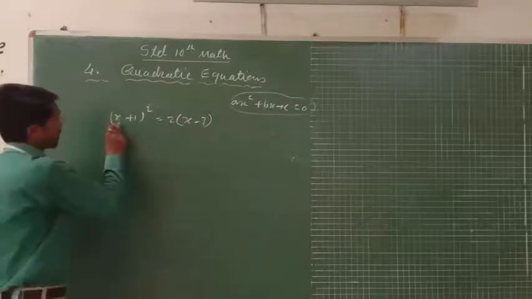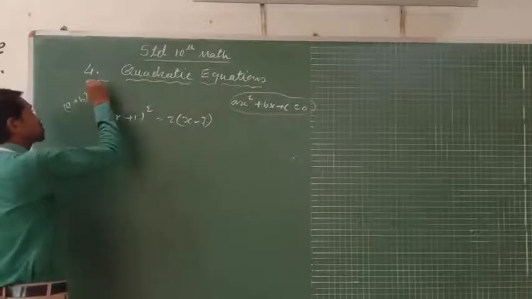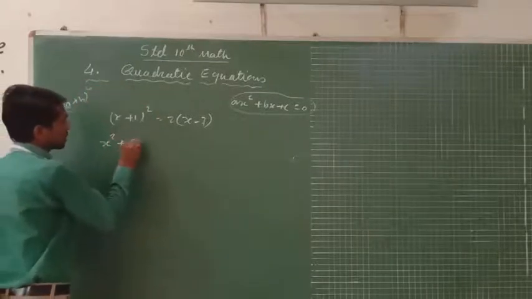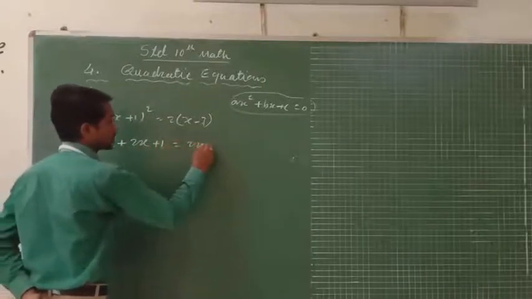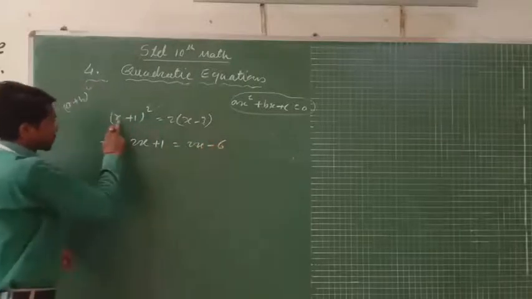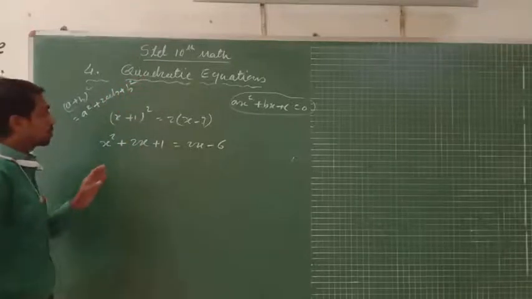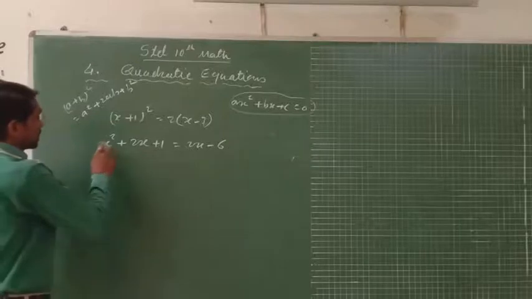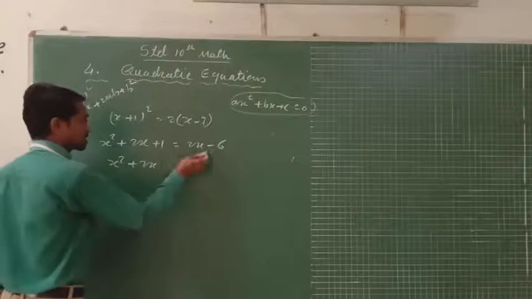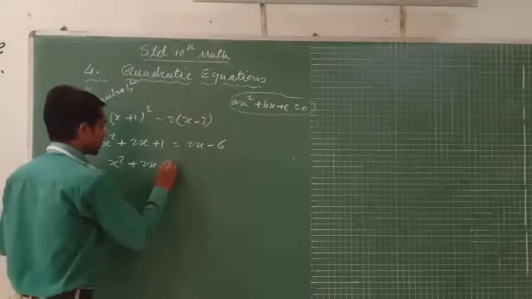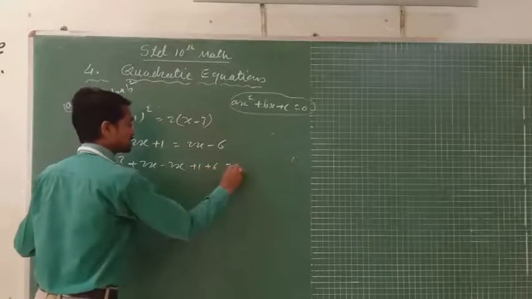Okay. See there. (x plus 1) whole square is (a plus b) whole square, so apply that here. That is x square plus 2x plus 1 square is 1, equal to 2x minus 6. That we know, (a plus b) whole square is a square plus twice ab plus b square. So I am applying this here. Okay, x square plus 2x plus 1, then transposing x square plus 2x here, it is minus 2x plus 1 plus 6 is equal to 0.